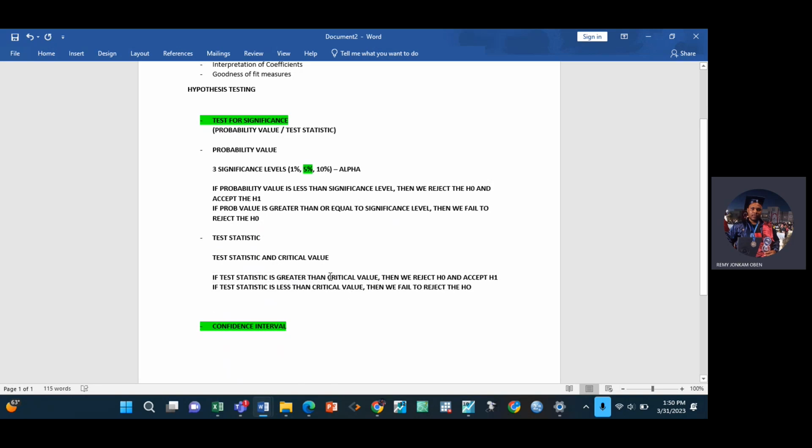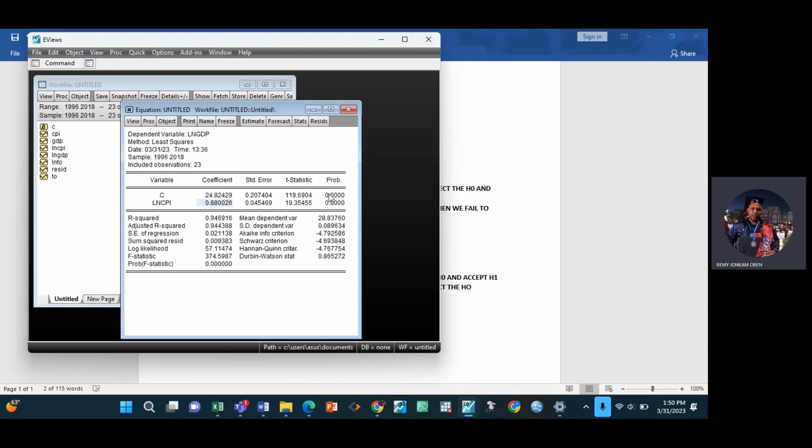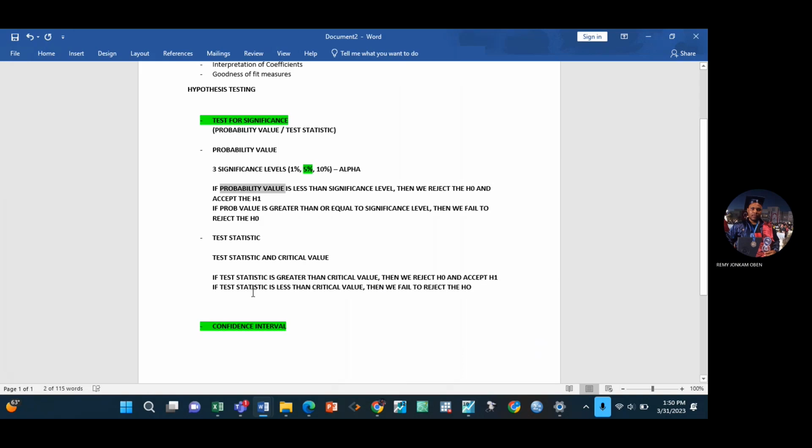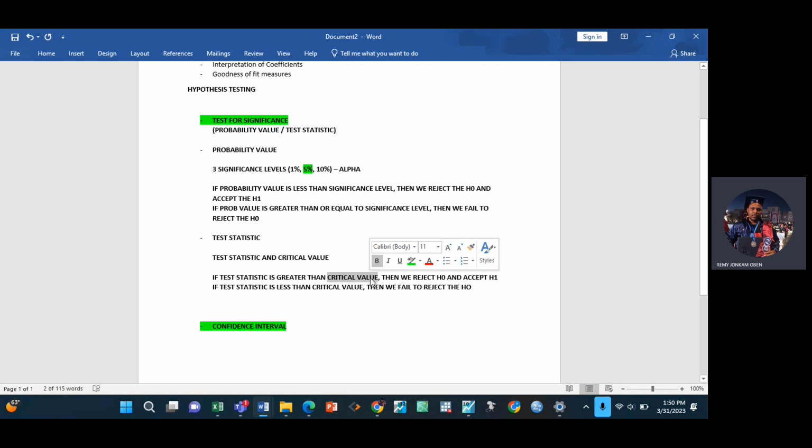Now, to check the critical value, of course, probability value will be given to you. Look at this test result. You see here we have probability value and we have test statistic, right? Probability value will be given to us. We know our 3 significance levels. Test statistic will be given to us. The only thing which will not be given to us is critical value. So if you want to know this critical value, you need to check the distribution tables.